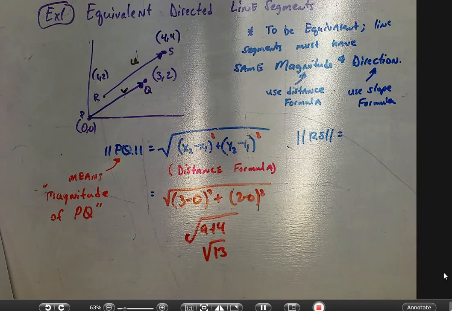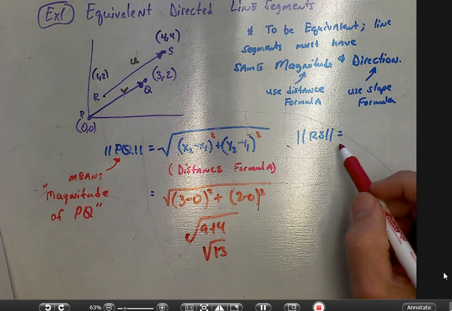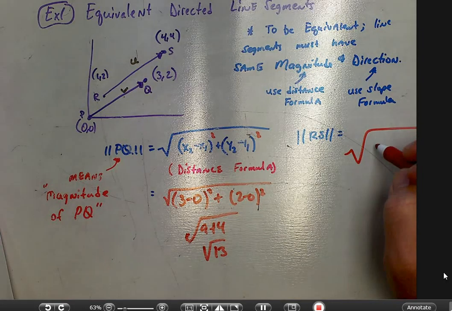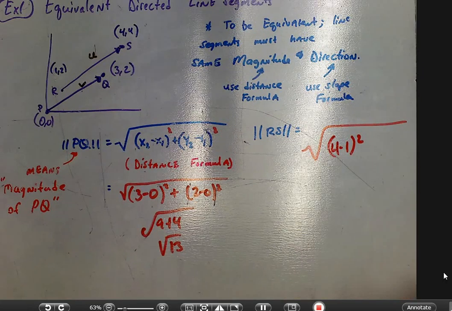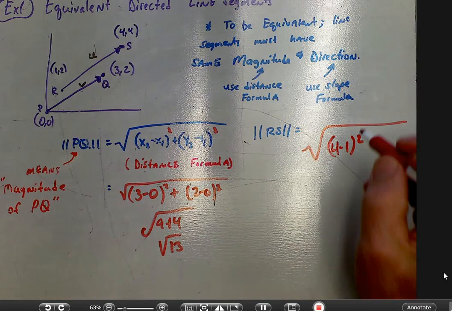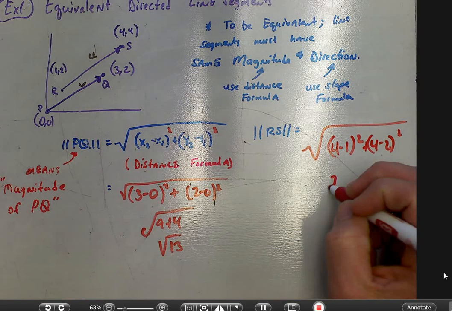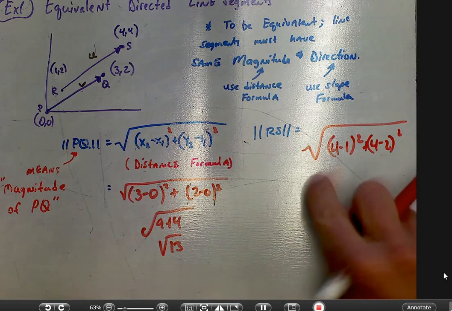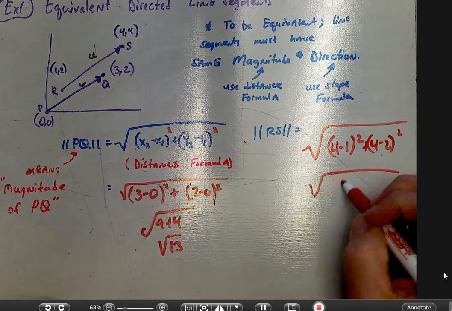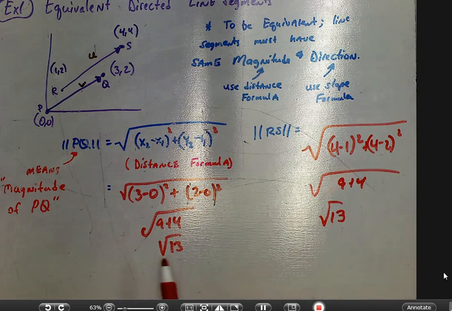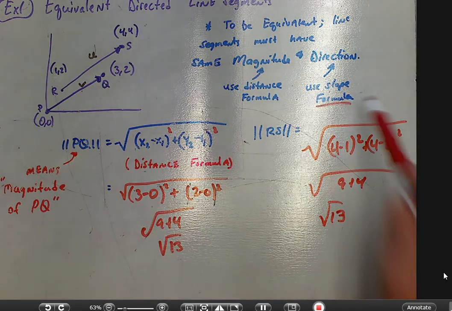Okay, now for the magnitude of RS, we're going to do the square root of x2 minus x1, so (4 minus 1) squared, and then (4 minus 2) squared, and so that'll give us a total of 9 plus 4, which again is the square root of 13. They both have the same magnitude, so now let's check the direction by using the slope formula.